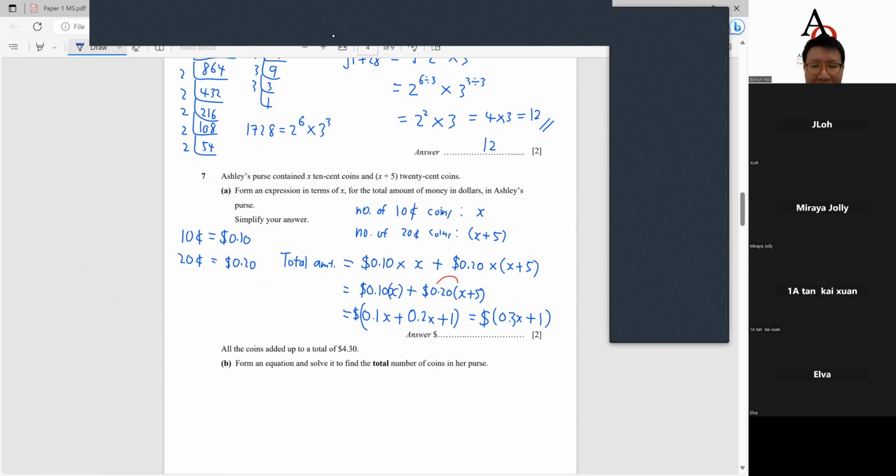Remember that you need to put a bracket. Actually, if you want to play safe, I just put brackets for everything, because the dollar sign should be on the outside. It belongs to both terms.